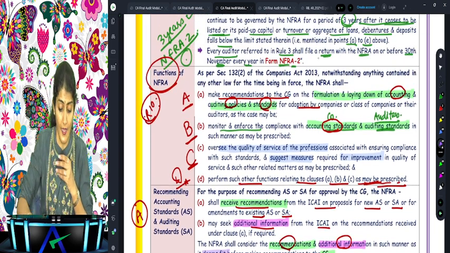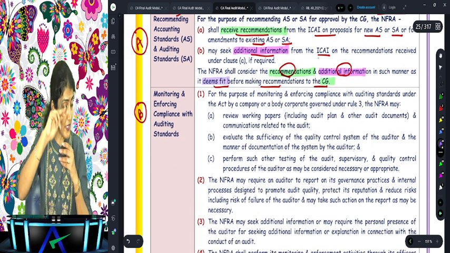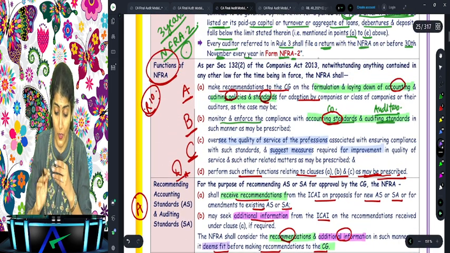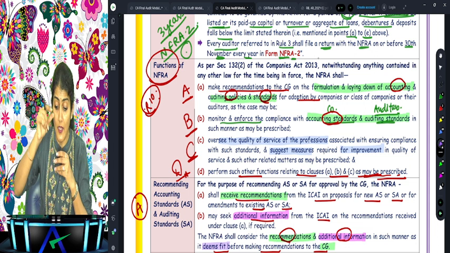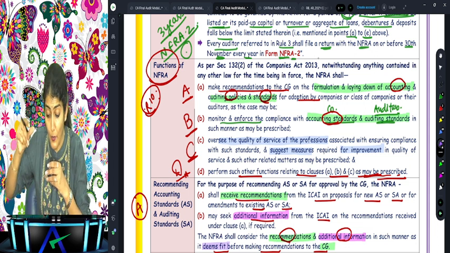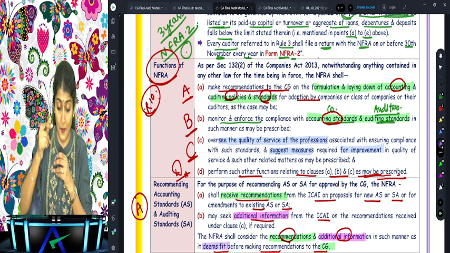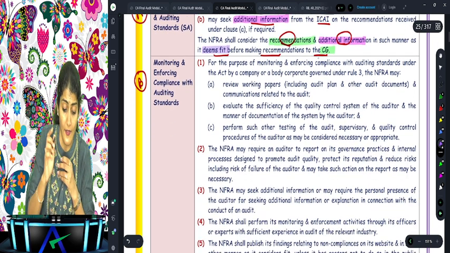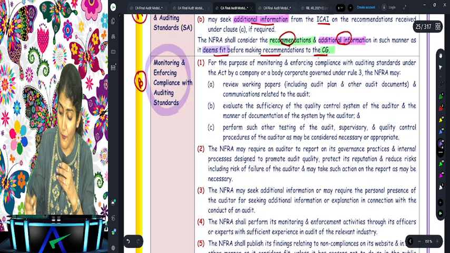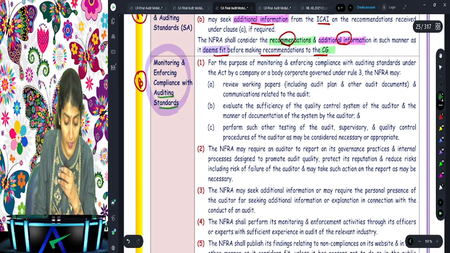A, B, C, D. And now for A, we studied the retail question. Now coming to the B. What was the B in the wholesale? Monitor and enforce compliance with the accounting standards and auditing standards. But in the audit syllabus, what have they done? They've only kept monitoring and enforcing compliance with the auditing standards.